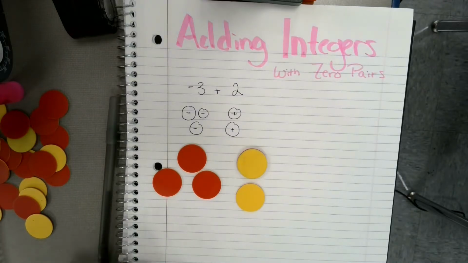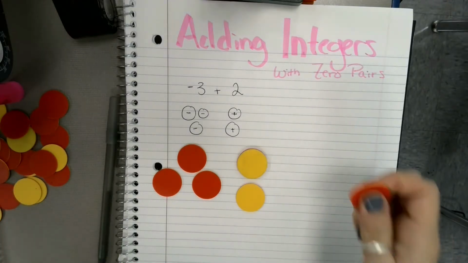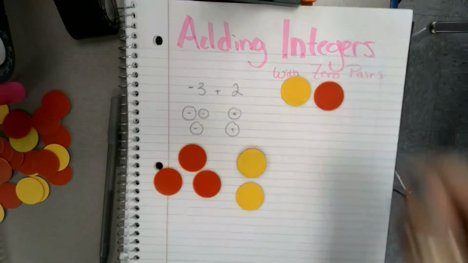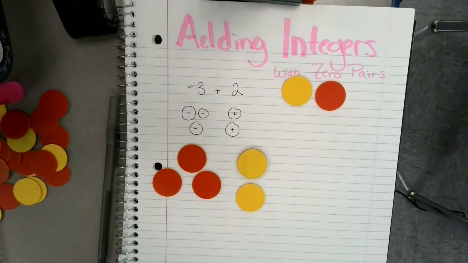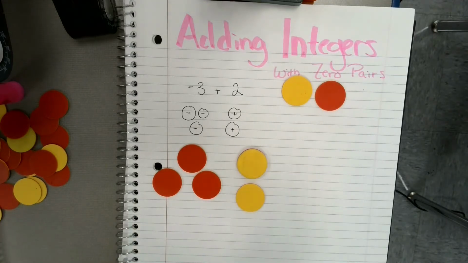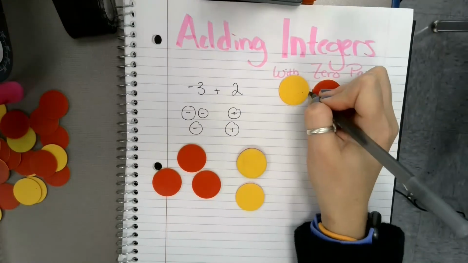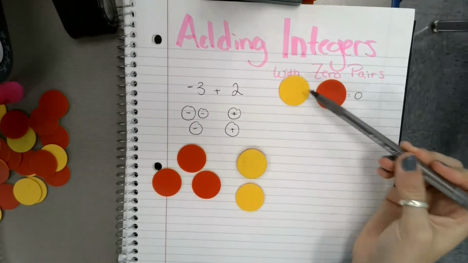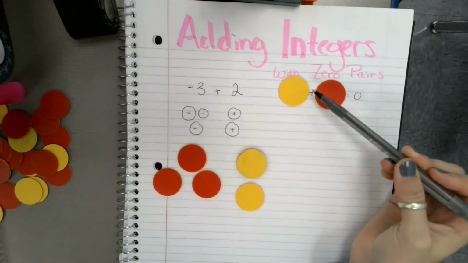Let's think about this. If I have $1, that's a positive dollar, and then I take away $1, a negative dollar, how much money do I have? Well, 1 positive and 1 negative combine together, when you add them up, to make 0. This is called a zero pair, a positive and a negative combined.